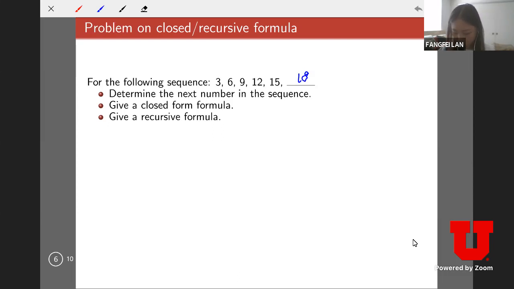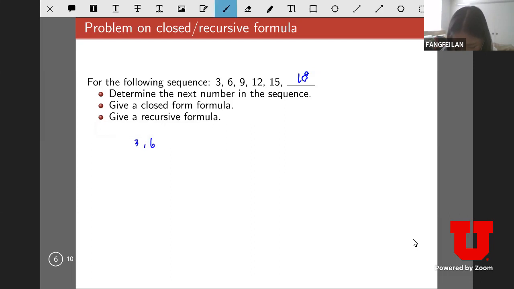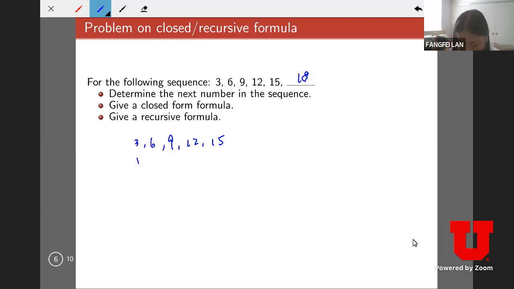Give a closed form formula. How do we do this? We have 3, 6, 9, 12, and 15. So the closed form formula is based on their positions. Yes, somebody said 3. Very good. We have 1, 2, so their positions are 1, 2, 3, 4, 5. So we can clearly see 3 is equal to 3 times 1, 3 times 2, 3 times 3, and so on. So then we have an is equal to 3n.